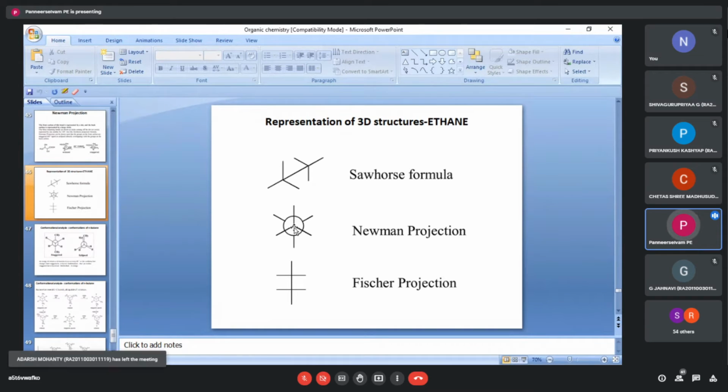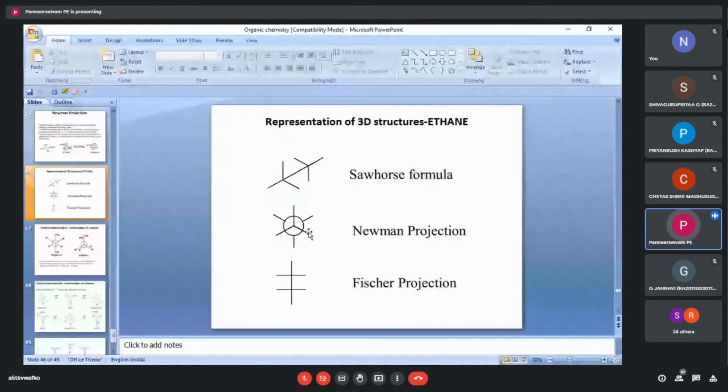Newman projection: the front carbon we can't see. Once after rotating, the staggered configuration is visible. In the eclipsed configuration, the front and back carbons overlap, so we can't see them. So these are three representations of the 3D structure of ethanol.